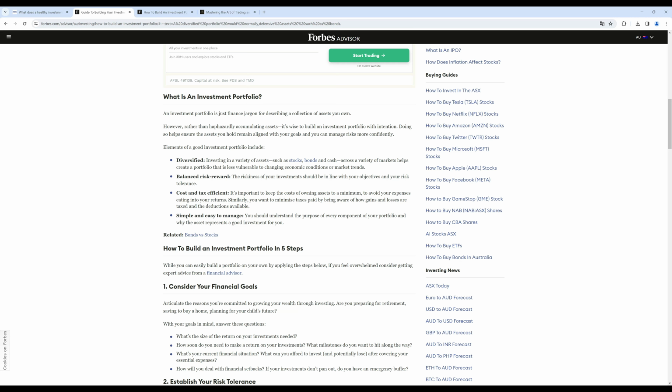You're going to consider the balanced risk reward. So aligning the investment risk with objectives and risk tolerance. So choosing higher risk investments for long-term goals, but lower risk ones for short-term needs. Very, very important to balance exactly what your goals are and what your risk will be. So of course, the riskiness of your investment should be in line with your objectives and your risk tolerance.